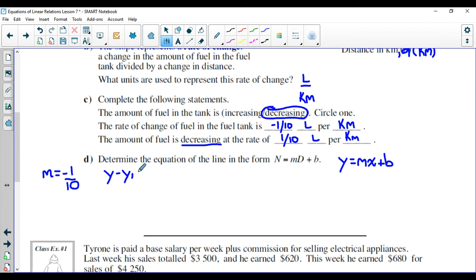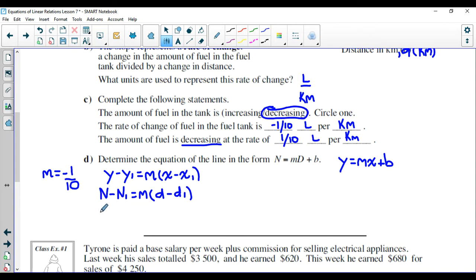What that slope point formula looks like is y minus y1 will be equal to m times x minus x1. Now what I'm going to do is replace y and x with the correct variables in the context of this problem. So instead of y, we're going to write down n for the number of liters of fuel. So we'll write n minus n1 would be equal to m. And it's not x, we're dealing with distance, so this would be d minus d1.